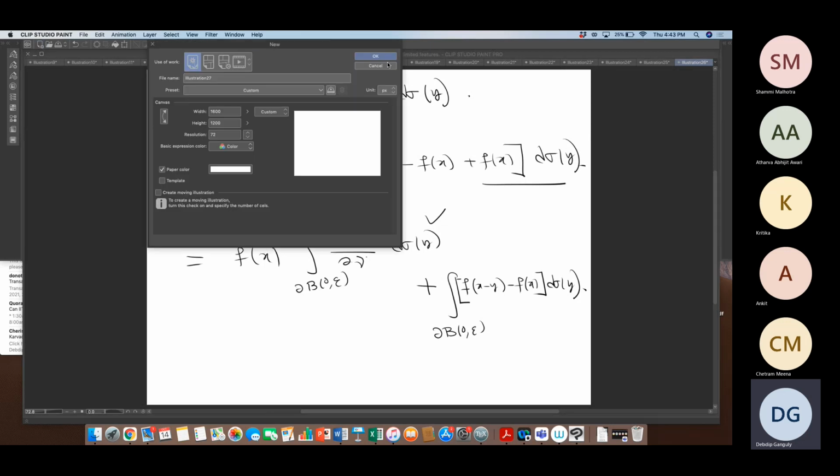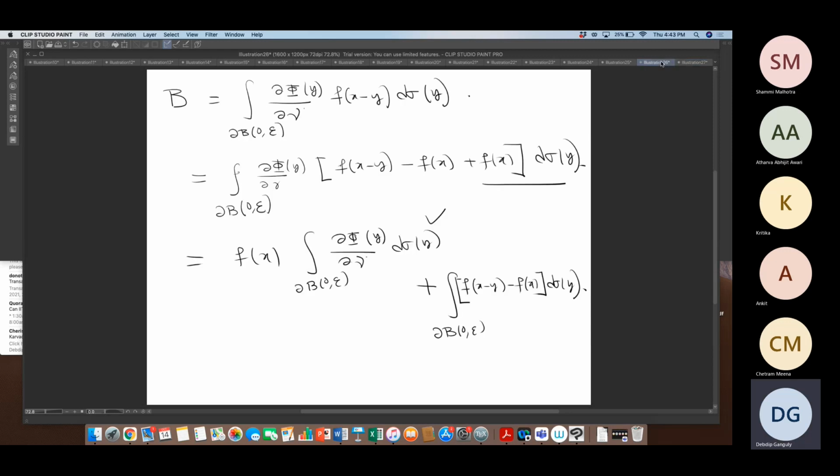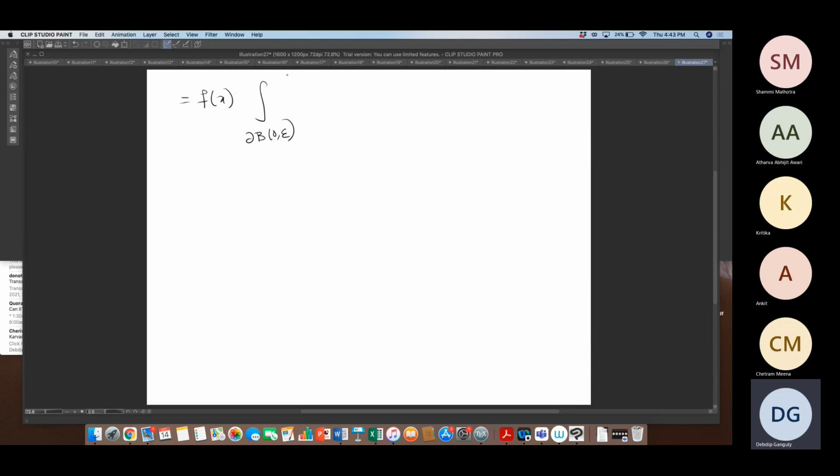You take this. So this is equal to f of x, integral over ∂B(0,ε) of ∂φ/∂ν. So ∂φ/∂ν, I have said this is the gradient of φ dot ν dσ_y. What is ν for ∂B(0,ε)? Who will tell me? What is ν?